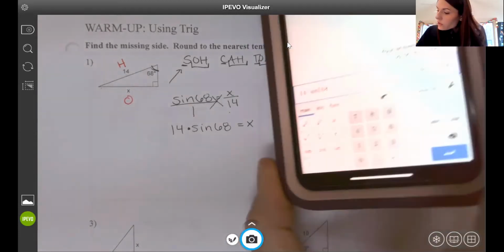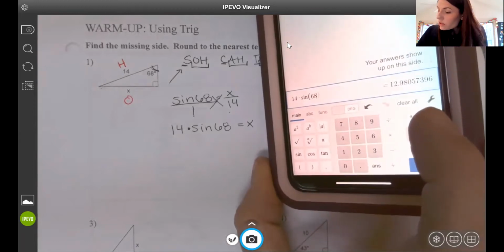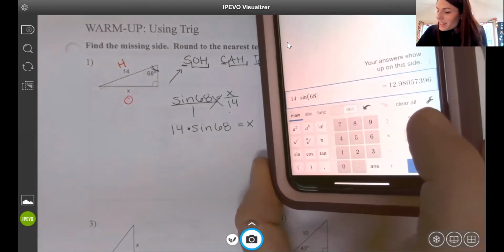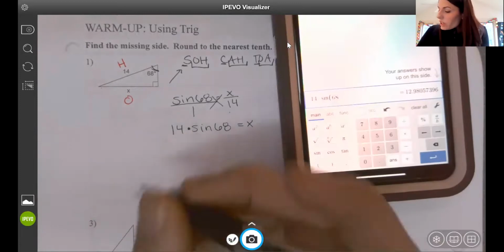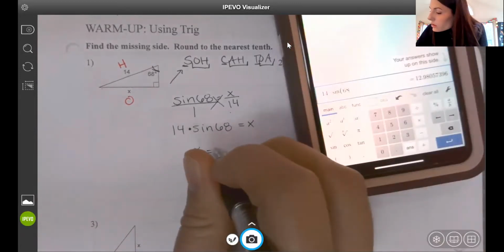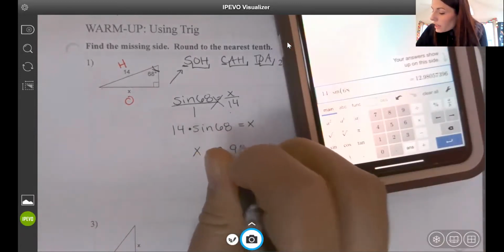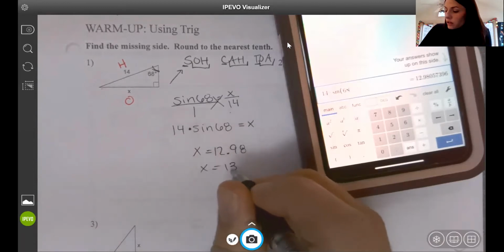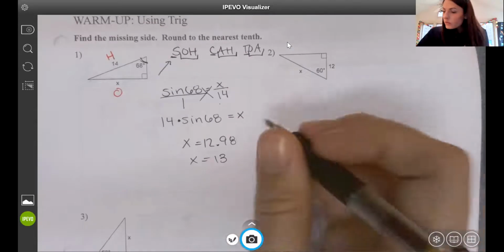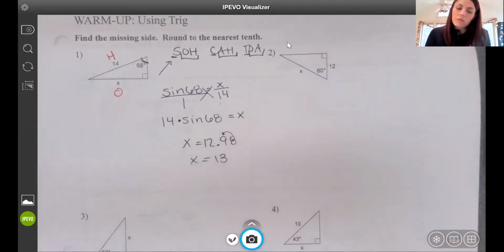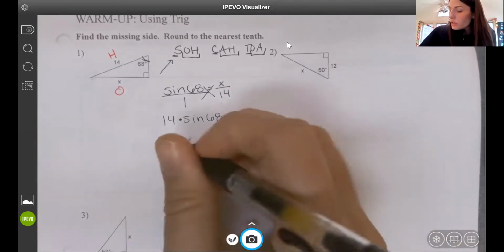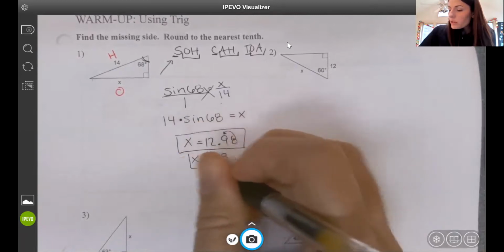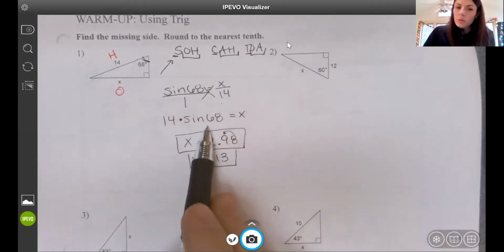It says round to the nearest tenth. Well, that's a little tricky. Let's write it in the hundredths place first. So X equals 12.98. If I round it to the nearest tenth, then that's just going to round up to 13.0. So either one of those would be fine. But that's what you need that calculator for, to be able to put in those trig functions.